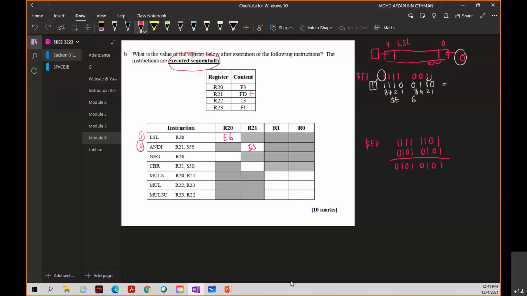Yes. Okay, and then before that, this LSL is actually multiply by 2. You're going to multiply your register value by 2. Since our value is F3, if you multiply it by 2, what would be the answer here? You press the calculator.